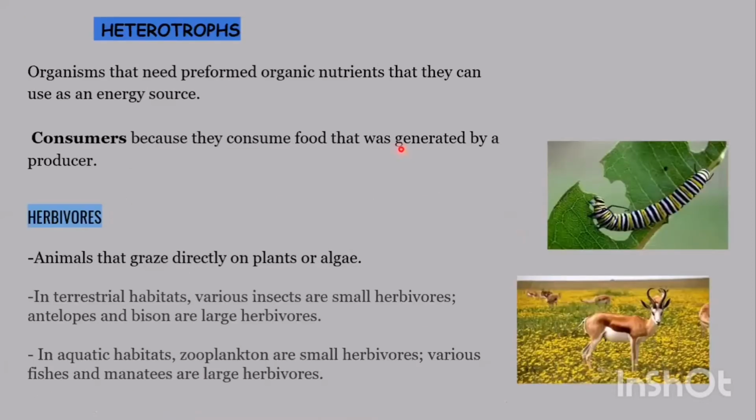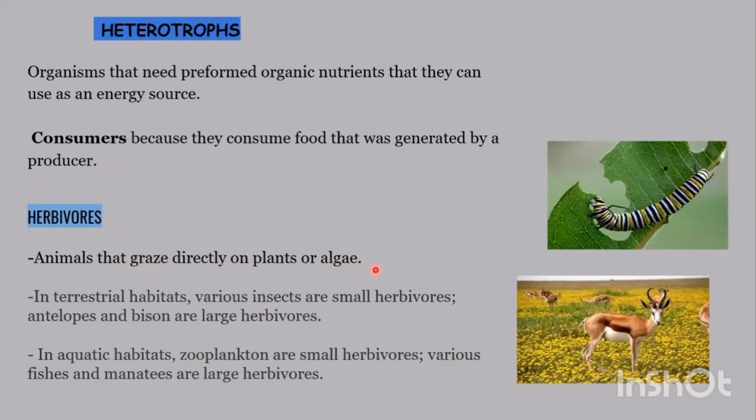For the heterotroph, a heterotroph is an organism that needs preformed organic nutrients that it can use as an energy source. So, consumer. Heterotrophs are also called consumers because they consume food that was generated by the producers. There are four types under the heterotrophs, which are herbivore, carnivore, omnivore, and detritivore. Herbivore is an animal that grazes directly on plants or algae.